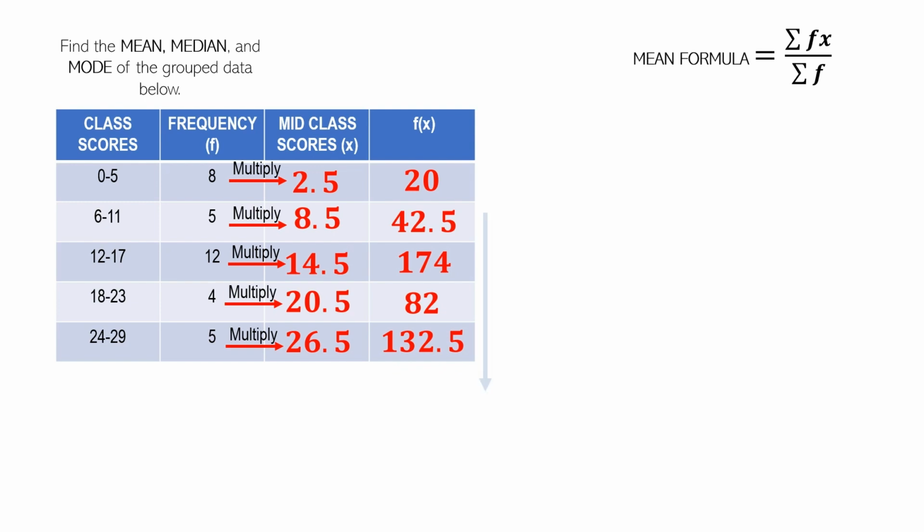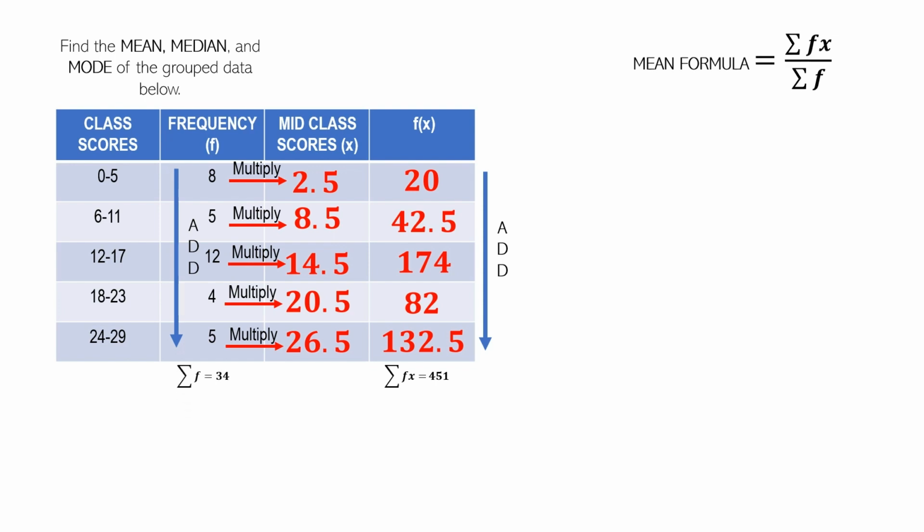All we need to do is to add the products of frequency and mid-class scores, or f times x. We have 20 plus 42.5 plus 174 plus 82 plus 132.5 is 451. Next, add the frequency. We have 8 plus 5 plus 12 plus 4 plus 5 is 34.